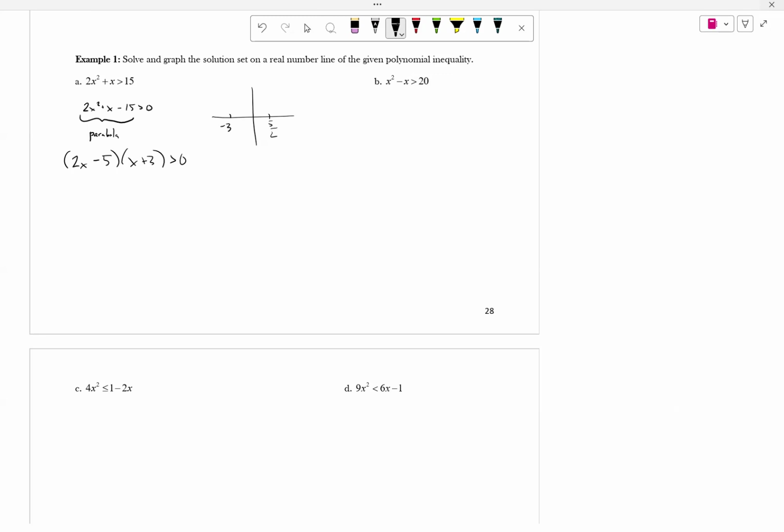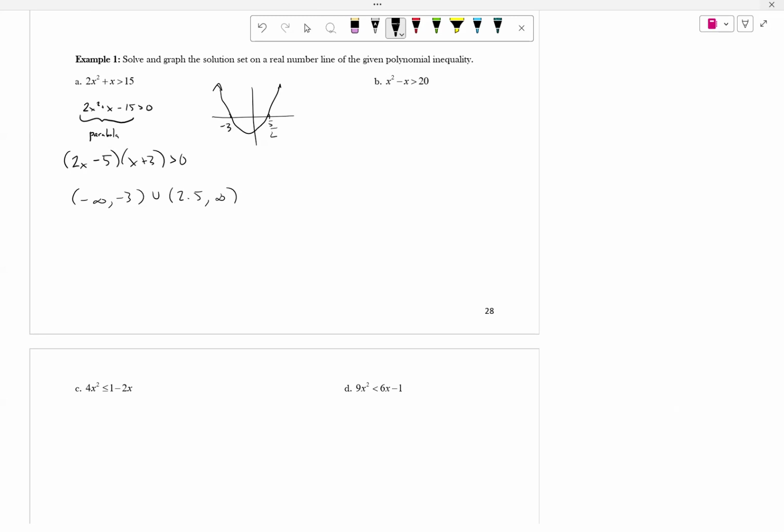It goes to a minimum, nice. So it's opening upwards. Is that parentheses negative infinity, comma -3, union 2.5, comma infinity? Are we good with this, everybody? Thank you, Kara. Nicely done.